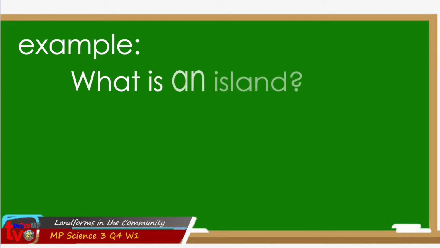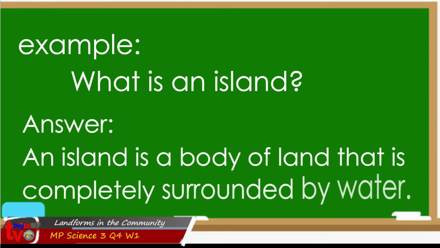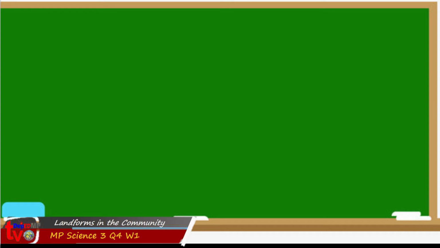Example: what is an island? Answer: an island is a body of land that is completely surrounded by water. You may now proceed answering.